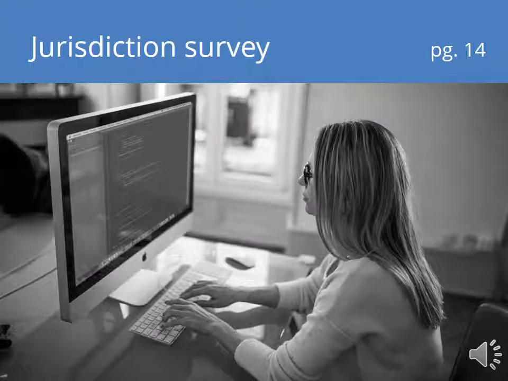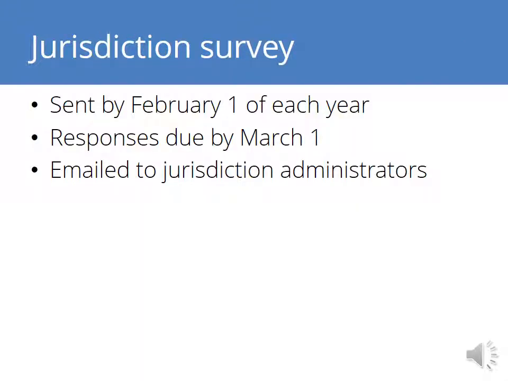Next is jurisdiction survey. State law requires that a survey requesting information about current office holders be sent to each jurisdiction by February 1st, with responses due by March 1st. King County Elections sends this survey each year to the over 140 jurisdictions in King County.